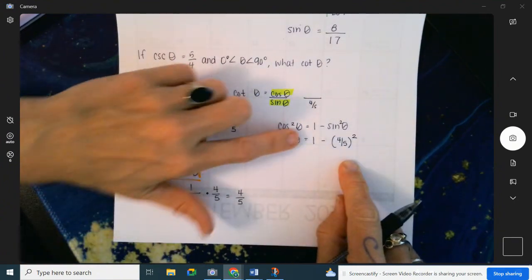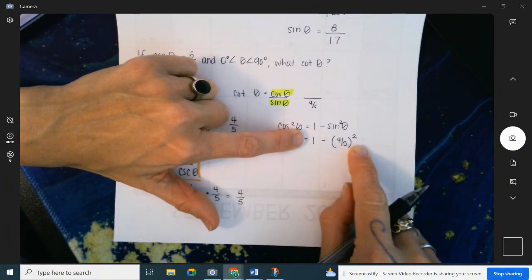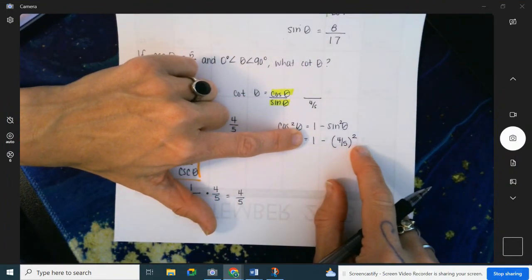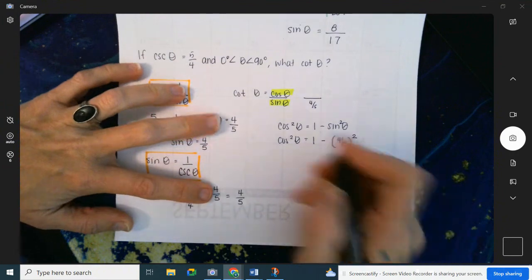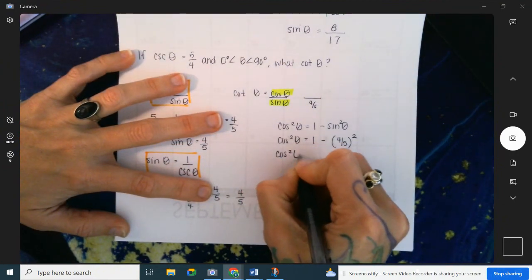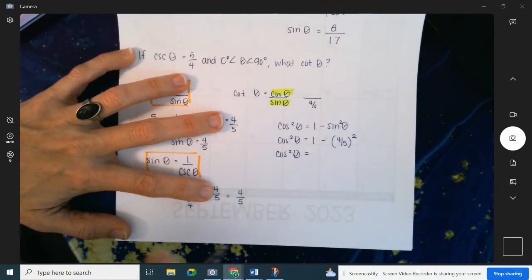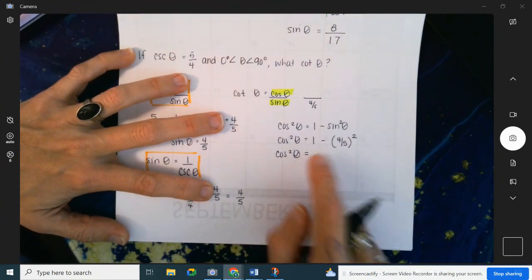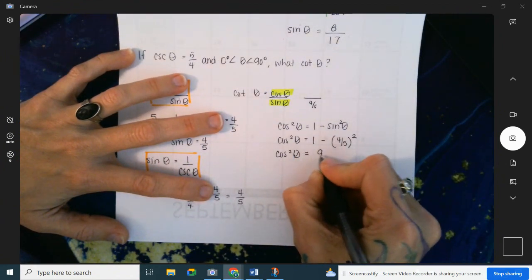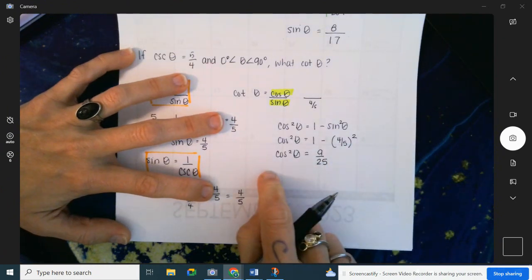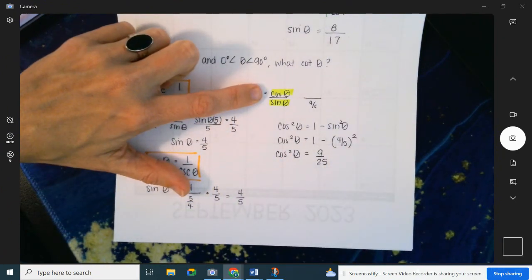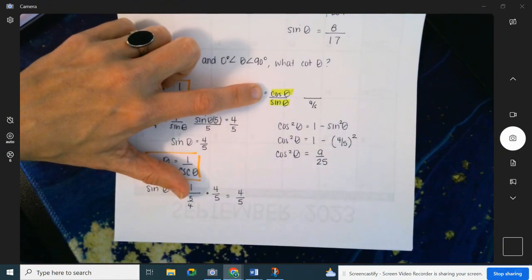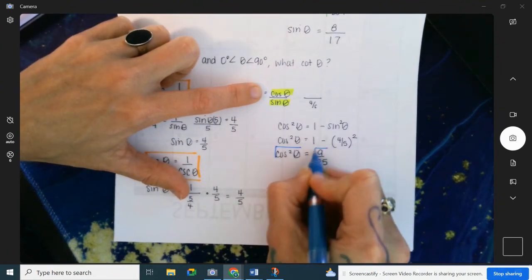Again, go put this directly into Desmos, and it will give you a decimal if you don't hit the circle with the 2 boxes to the side, and we definitely want that fraction. So move it to a fraction from that decimal. Then from here, we're going to get 9 over 25. This is cosine squared. We want cosine just as itself, as a singular. So we're going to square root both sides.